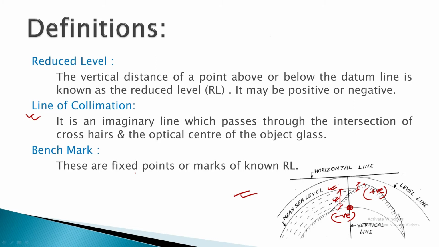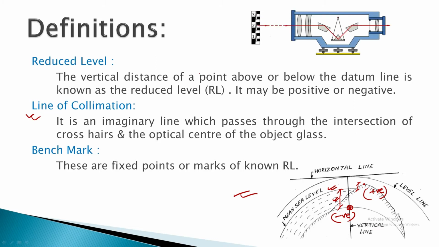Okay, so this is the image, and if you make a section of that instrument, this is the cross sectional view of an auto level, and this is how it works. We basically see from this particular side. You can see the eye vein, and here is the object vein. There is the object glass, and this is the optical center of the object glass, the center portion where the line passes through, and on this side the crosshair is present.